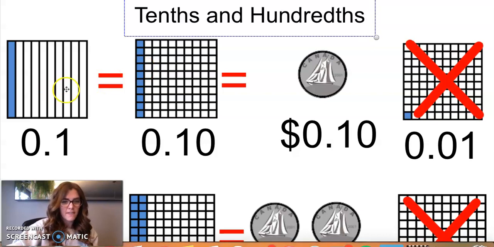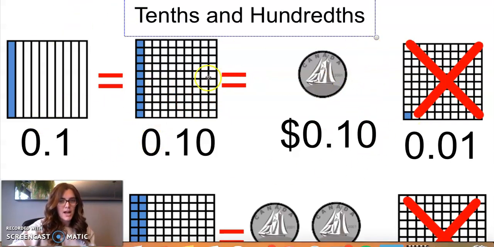We have 1/10 and we have 10 hundredths. And if you look at the pictures, you can see that the values are actually equal. They're the same. 1/10 is equal to 10 hundredths, which is then equal to 10 cents, because we know that 10 cents and 10 hundredths are equal. However, you need to be very careful. 1/100th is not equal to 1/10 or 10 hundredths. If you look at the pictures, you can see that 1/100th is way smaller than 10 hundredths and 1/10.